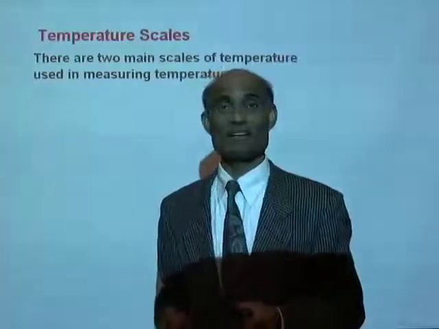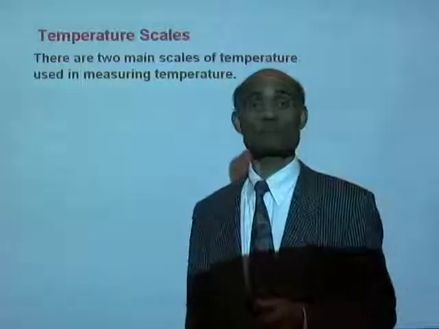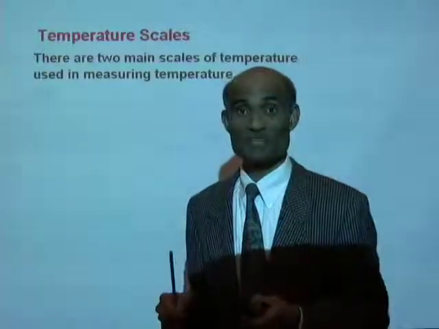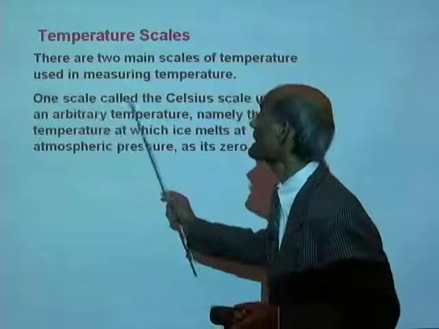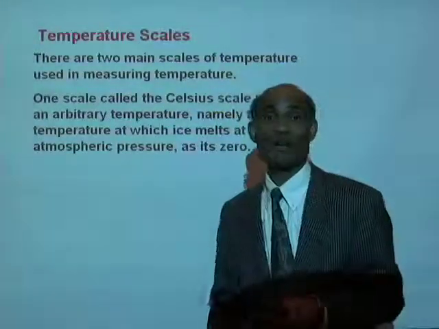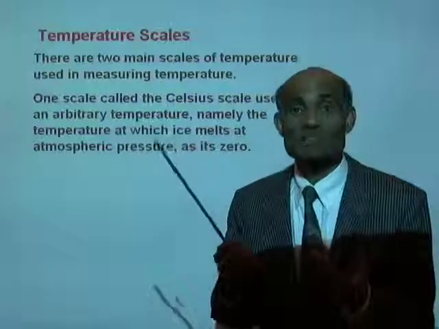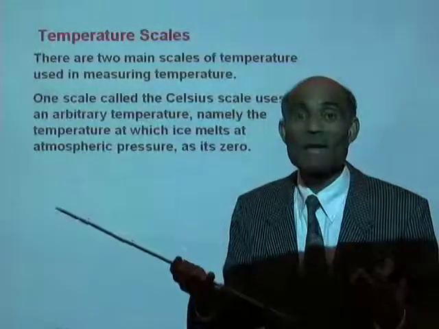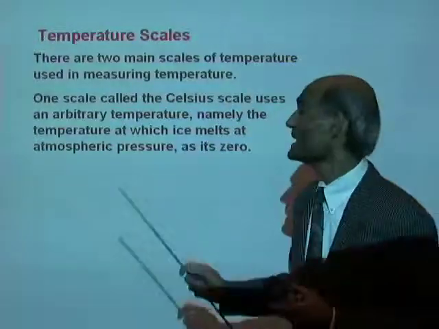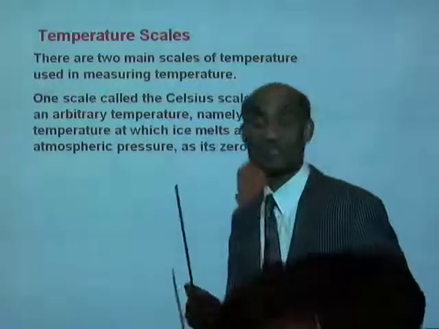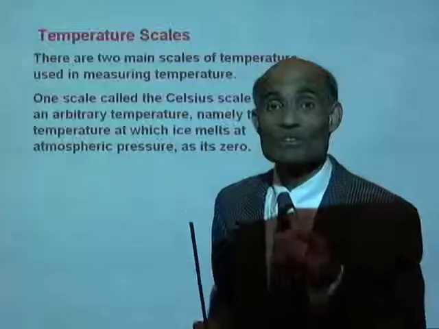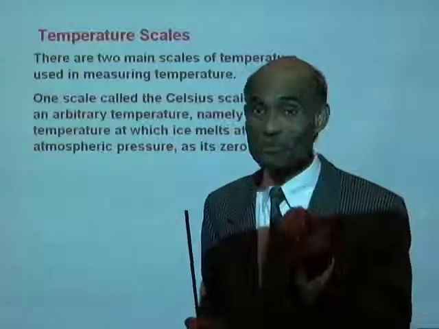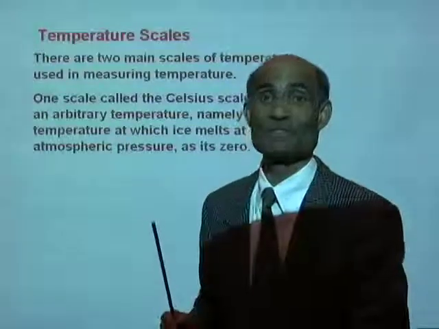All right. Let's now talk about the different scales of temperature that are in use. What are the common scales of temperature? There are two main scales for measuring temperature. On one scale, called the Celsius scale, the arbitrary temperature at which ice melts at atmospheric pressure is chosen as its zero. On the Celsius scale, 0 degrees Celsius is the temperature at which ice melts.